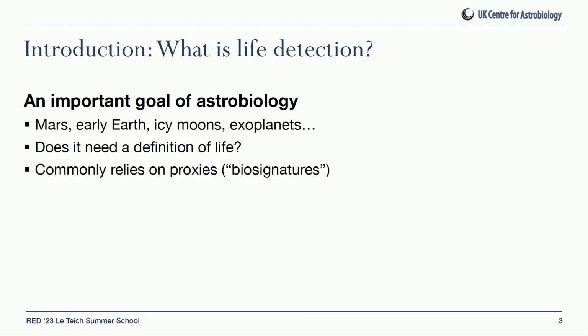Okay, so life detection is obviously a central goal in astrobiology. Whether we're talking about Mars or the very early Earth, where we're looking for the oldest evidence of life on our own planet, or whether we're talking about icy moons in the outer solar system like Europa and Enceladus, or indeed exoplanets. You might think it needs a definition of life, but I don't think it necessarily does.